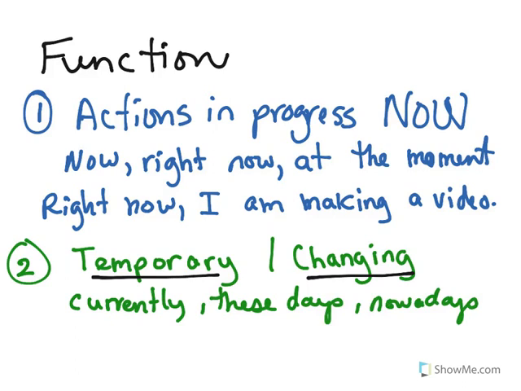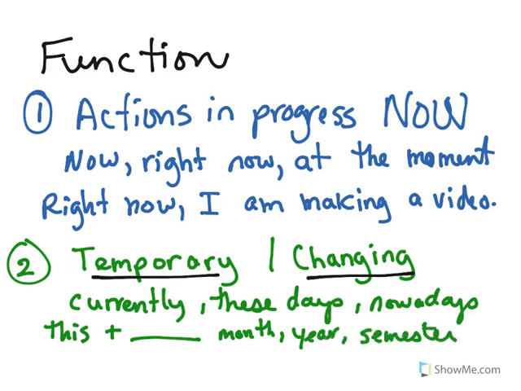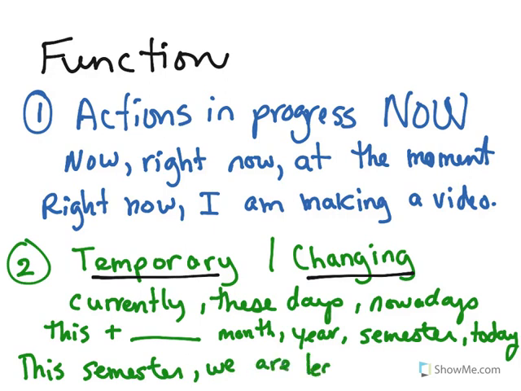And we use words also like, for example, this, plus a time, so I might say this month, this year, or maybe this semester. I might say something like today. That would be another good time word to give you a clue that you should be using present progressive. So for example, this semester, we are learning online, but hopefully soon we'll be back to face-to-face classes and we won't be learning online forever.